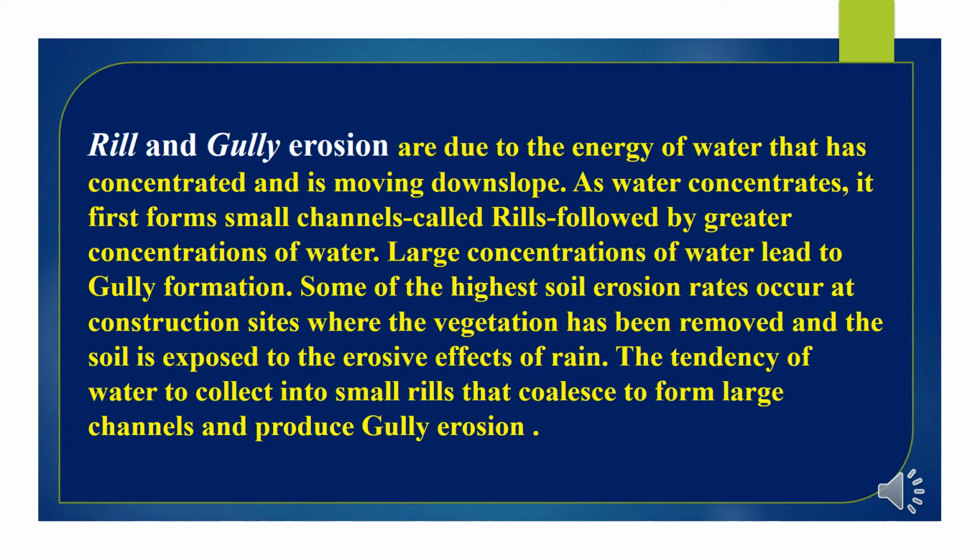Rill and gully erosions are due to the energy of water that has concentrated and is moving downslope. As water concentrates, it first forms small channels called rills, followed by greater concentration of water. Large concentration of water leads to gully formation. Some of the highest soil erosion rates occur at construction sites where the vegetation has been removed and the soil is exposed to the erosive effects of rain. There is a tendency of water to collect into small rills that coalesce to form large channels and produce gully erosion.